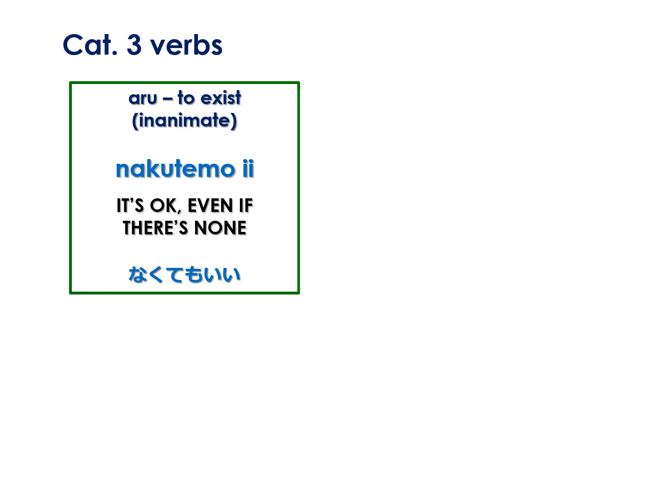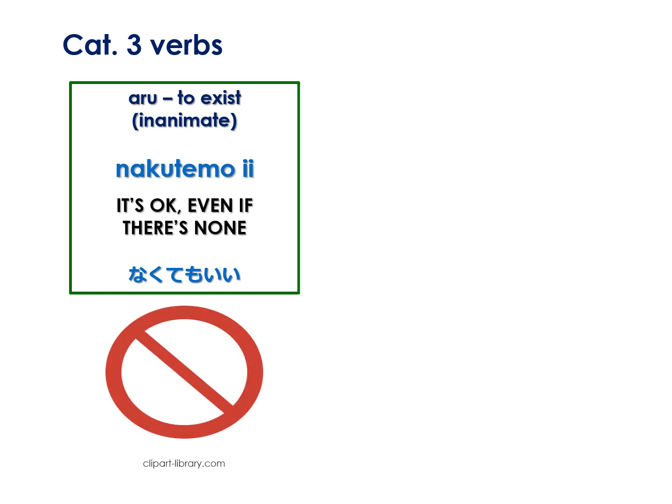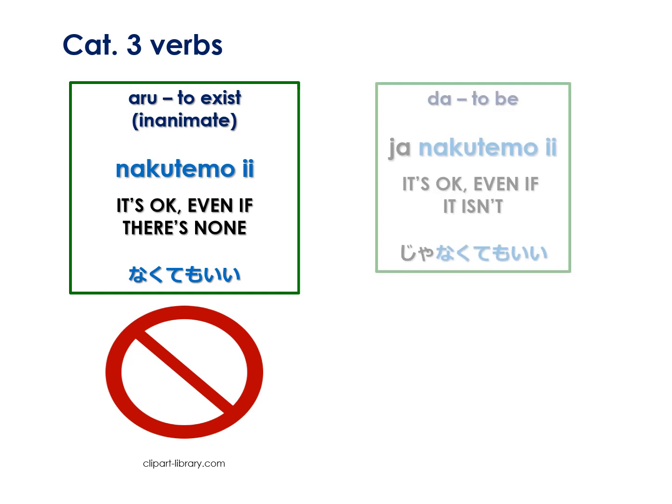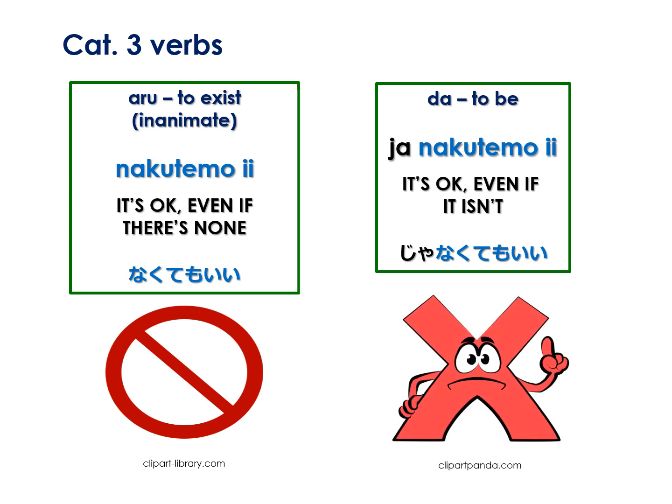Aru means to exist for things and plants. Nakutemo ii means it's okay even if there's none. Da means to be, is, are, or am. Janakutemo ii means it's okay even if it isn't.